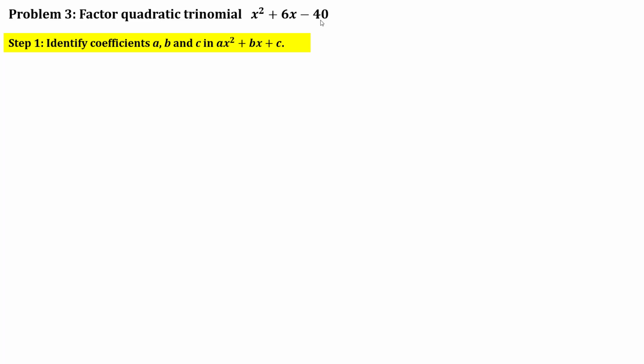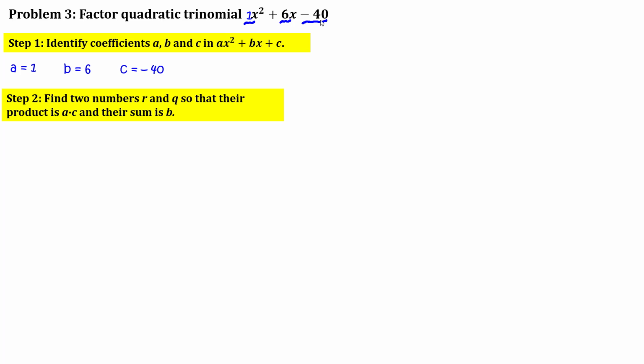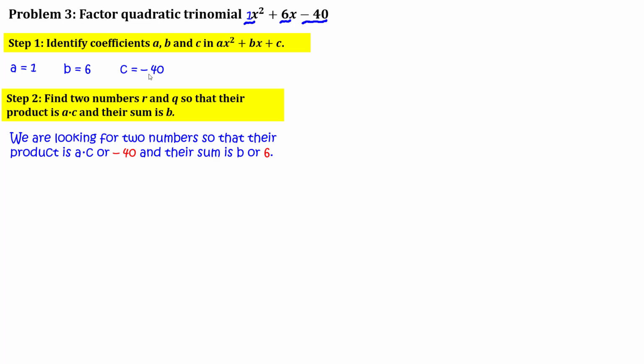So identify the coefficients of the terms. 1 is the coefficient of the x squared term, therefore a is 1. 6 is the coefficient of the x term, therefore b is 6. And the constant term is negative 40. All right, there we go. And then find two numbers so that when you multiply them, you get a times c, or negative 40. When you add them, you get 6.